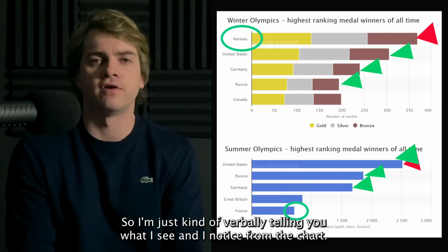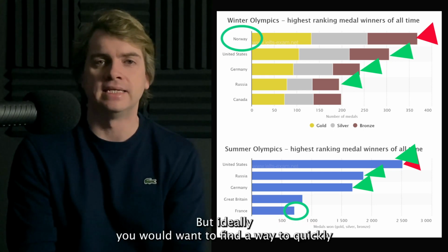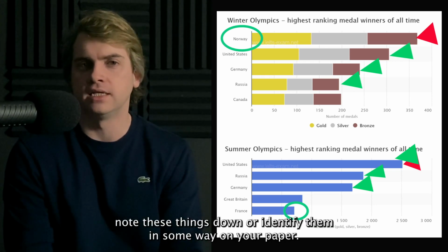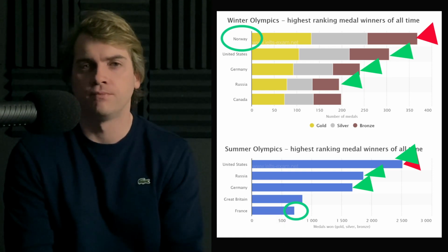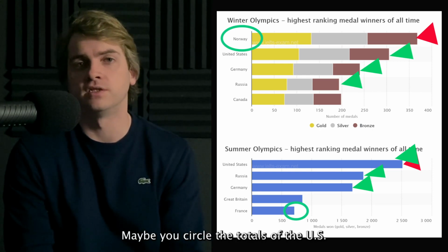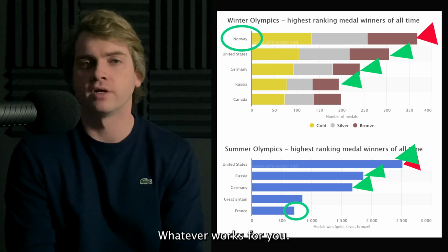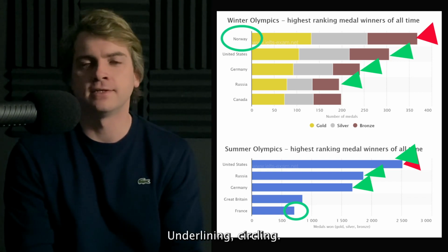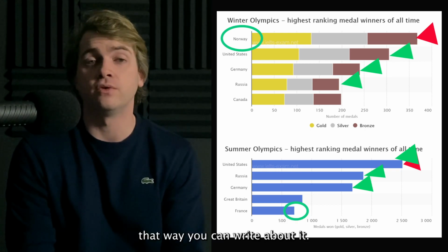So I'm just kind of verbally telling you what I see and notice from the chart. But ideally, you would want to find a way to quickly note these things down or identify them in some way on your paper. Maybe you circle the different breakdowns. Maybe you circle the totals of the US versus France. It doesn't really matter. Whatever works for you. Underlining, circling, you just need some way to quickly note what stands out to you. That way you can write about it.